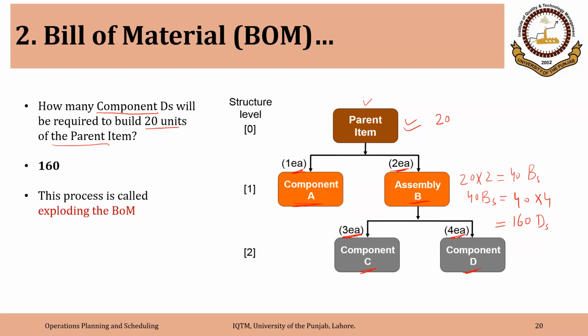So this process is called exploding the bill of material. We are multiplying, starting with 20, then 40, then 160. This is the process of determining the component quantities per assembly. We need 20 assemblies, so we need 160 components D and 40 assemblies B. So this was a simplified example to give you an idea how bill of material actually helps us to calculate the quantity of components required for certain lot size of the parent or the final assembly.